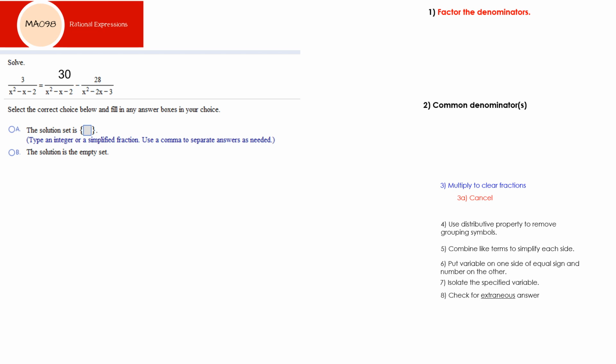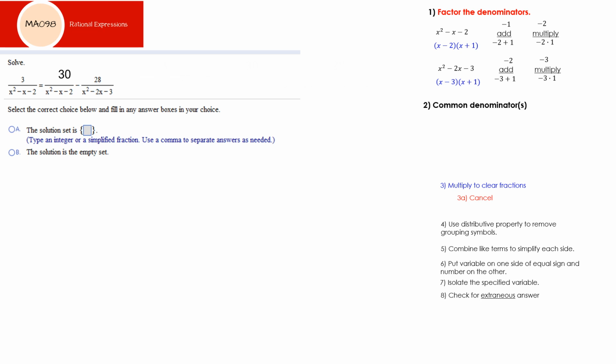Okay, let's see how you did. The first thing we have to do is factor the denominators. So the first one, x squared minus x minus 2, we need to think of numbers that multiply to negative 2 that also add to negative 1. Well, that's x minus 2 times x plus 1. Next, we have x squared minus 2x minus 3. For this one, we have to think of numbers that multiply to negative 3 but add to negative 2. For this one, we have x minus 3 and x plus 1.